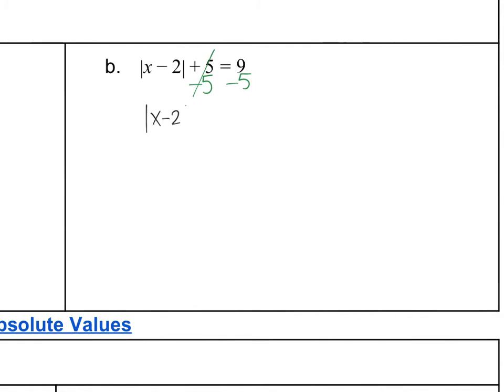Still have the absolute value of x minus 2, but now it's equal to 4. 4 is positive, so I can keep going. If it was negative, I would stop and say no solution. But I'll keep going. I'll write my two equations.